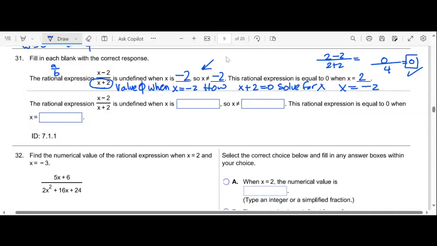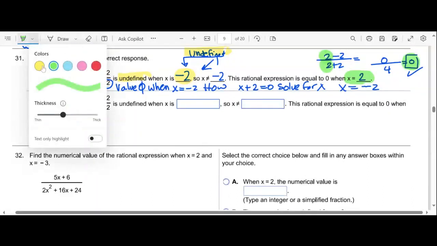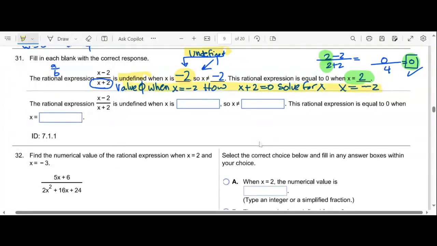But the other way, if you use this one, it's undefined. Okay, so there's a difference between this one and this one. Undefined is going to be negative 2. And the other one is equal to 0 when the expression is equal to what? 2. So I replace x by 2. Undefined is when the denominator equals 0, and the expression equals 0 when the numerator equals 0. That's correct. So we write the answer in the boxes at the bottom: negative 2, and 0. Actually, it's 2.